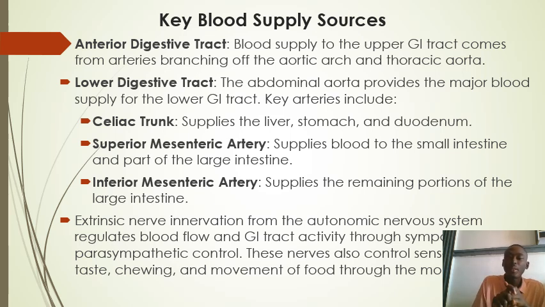The SMA, the superior mesenteric artery, supplies blood and nutrients to the other parts of the small intestine, which are the jejunum and the ileum, and parts of the large intestine. I think that is the first two thirds of the large intestine, and the inferior mesenteric artery supplies the remaining one third portion of the large intestine, and the rectum. Now, talking about the innervations, apart from the blood supply.